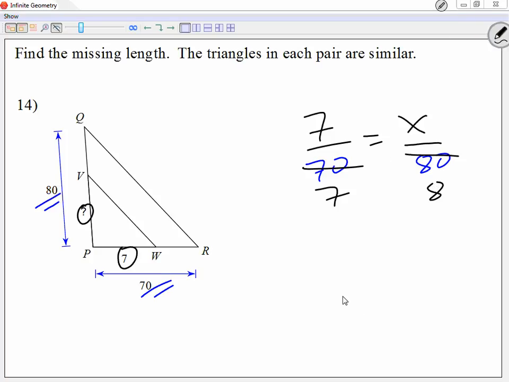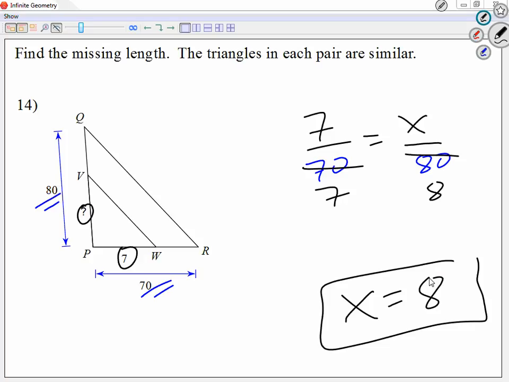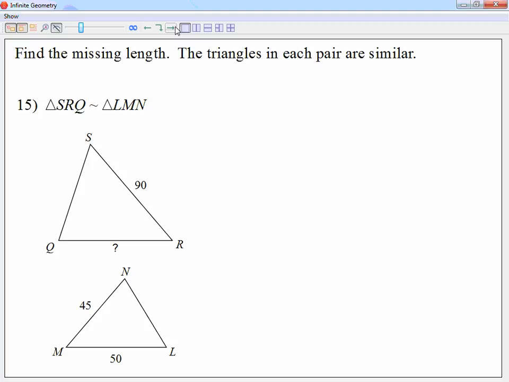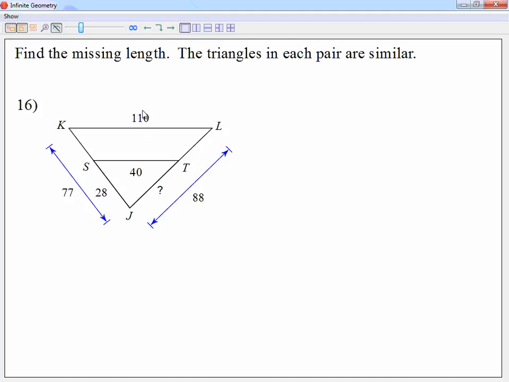I think the rest you guys can finish. What's the value of x? 8. All right, anything up until 16?